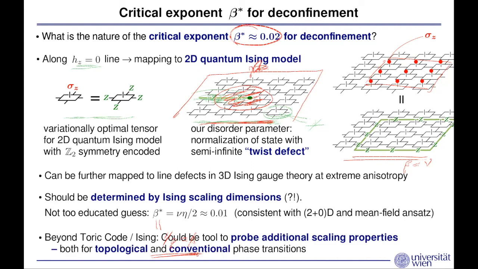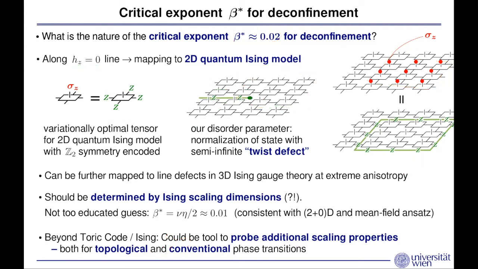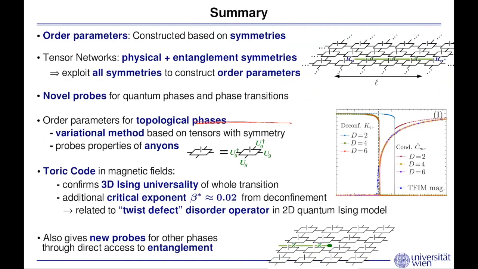But I think it's nice to see that beyond probing topological models, such things like twisting the entanglement in this way gives you actually access to maybe additional probes for these kind of systems. And with this, I'm at the end. I guess I've talked enough, so let me just summarize.